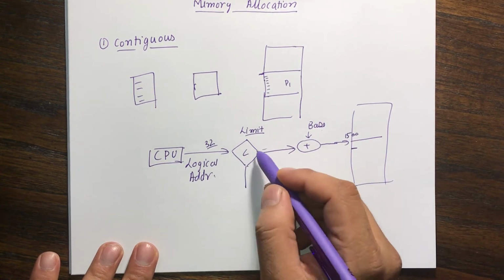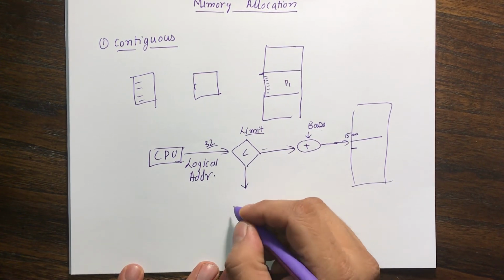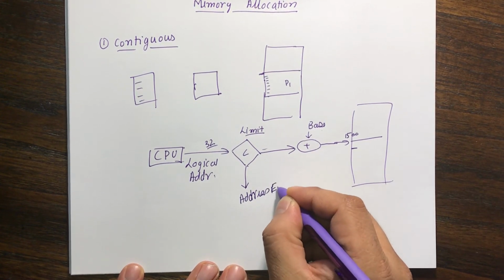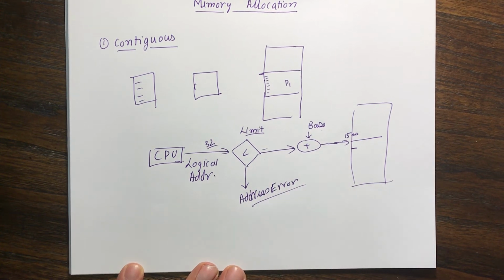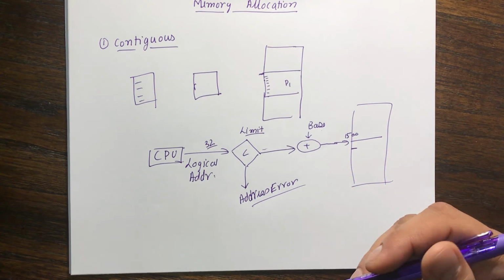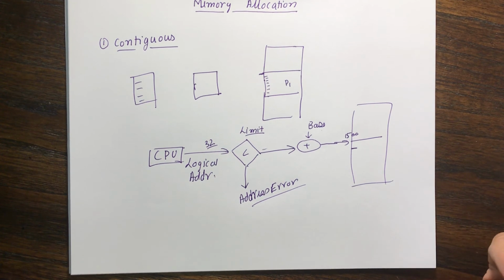If it is outside the limit, then there will be a trap and an address error will happen. Okay, so that is basically how this works when the memory is allocated in contiguous addresses. This is a simple method, and it is very easy for the CPU to execute. This also provides protection, because we can figure out whether I am allowed to execute this line of code or not.